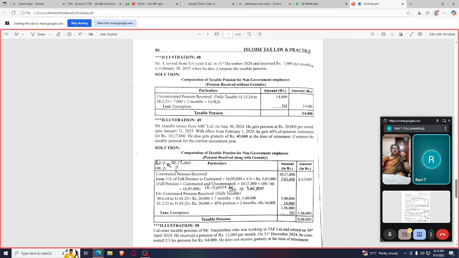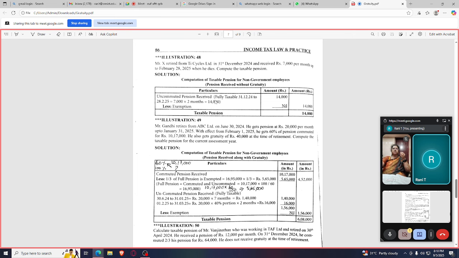So here first, uncommuted pension, what is here? 7,000 per month, and he retires only on 31st December, and he is not alive after February, so he will not get any pension after February. So till February you have to compute only for 2 months, that is, January, February. December he retires, so January, February, 2 months you have to calculate.